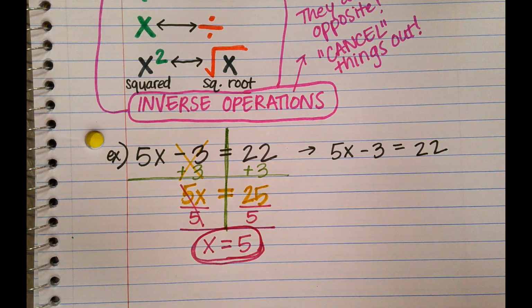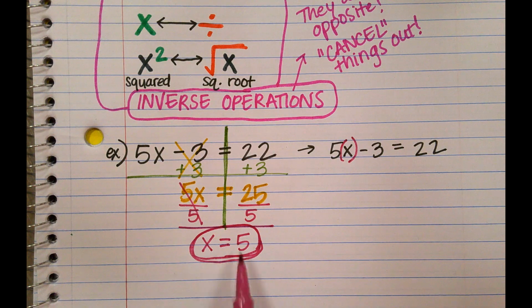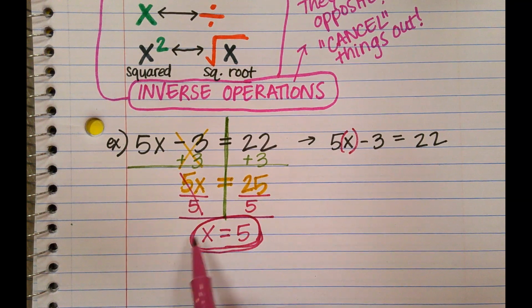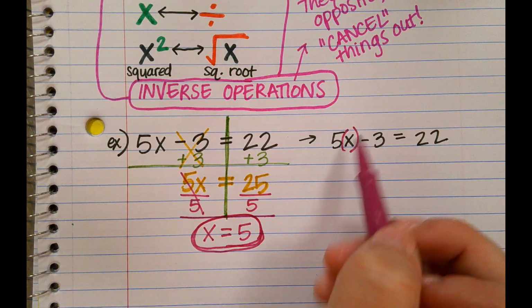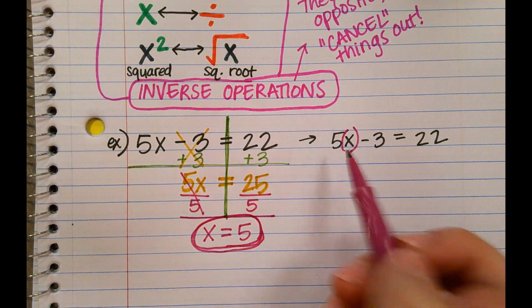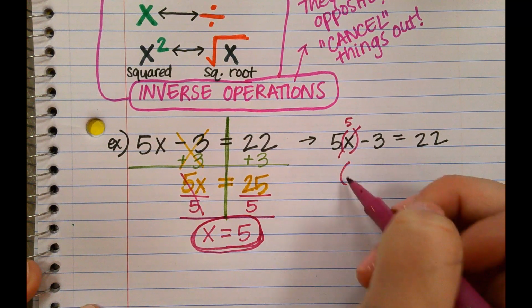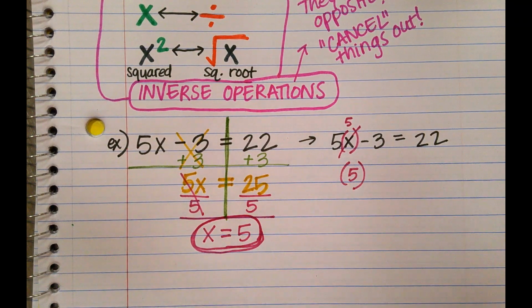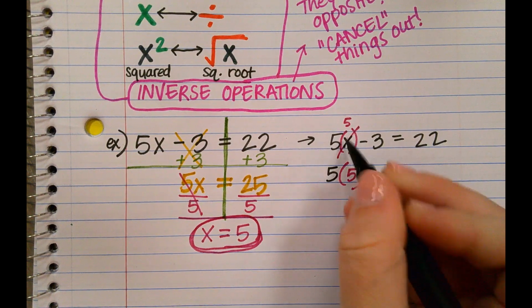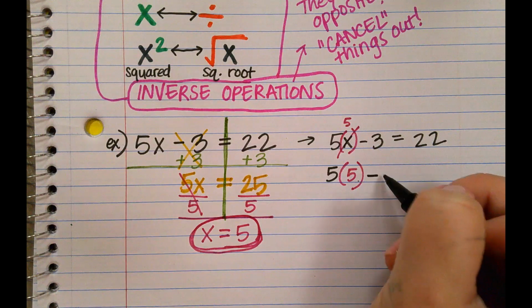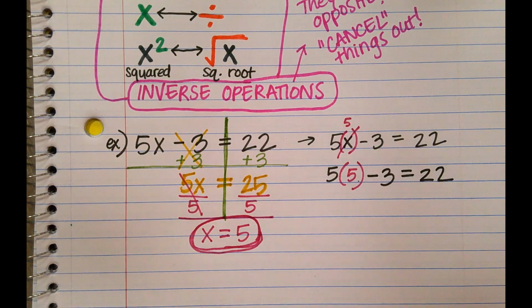But instead of x, we're going to use the value that we just found that is equal to x. Because if x equals 5 and this is x, can't I say that this is also 5? Because x is 5. So we're going to now plug that in instead of using x. 5 times, instead of x, times 5 minus 3 equals 22.